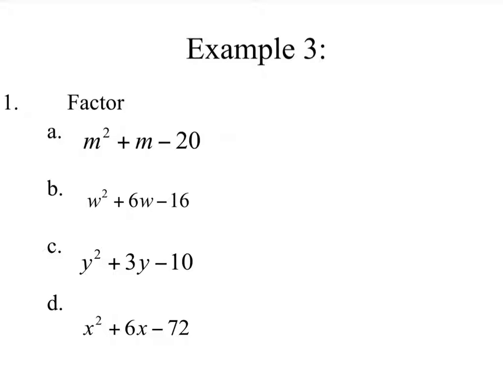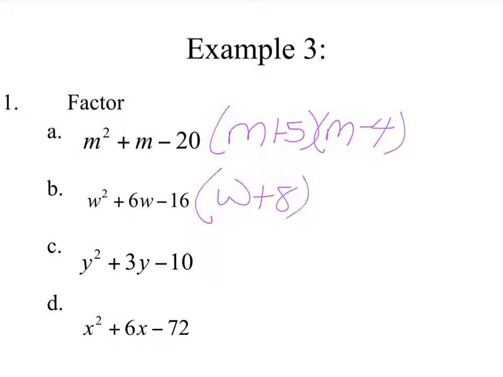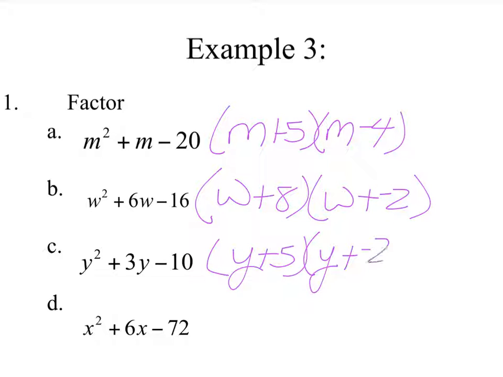So now that you've had a chance to try these, the first one should be m plus 5 and m minus 4. Number 2 should be w plus 8 and w plus negative 2. The third one is y plus 5 and y plus negative 2. And the last one is x plus 12 and x plus negative 6. If you have questions on where I got any of those answers, as always, please, please, please come let me know.